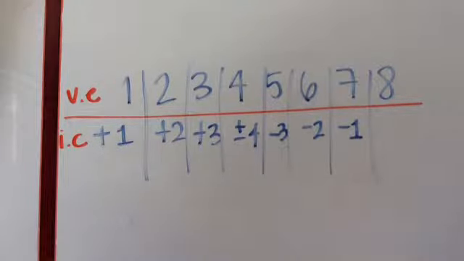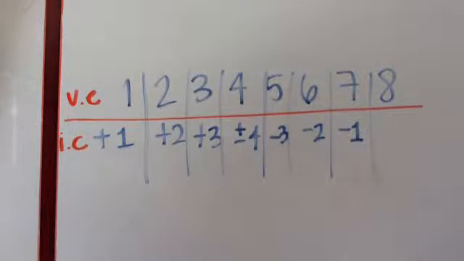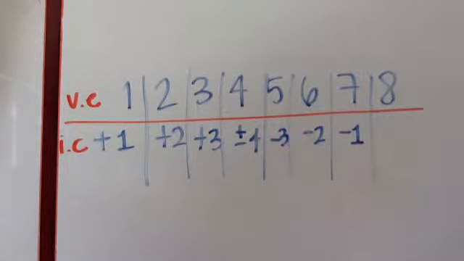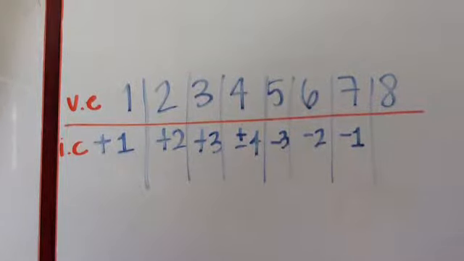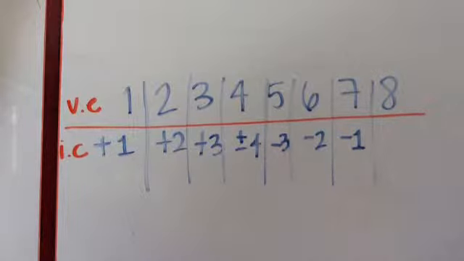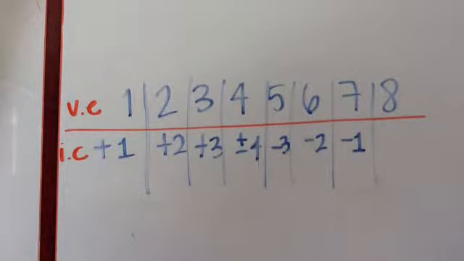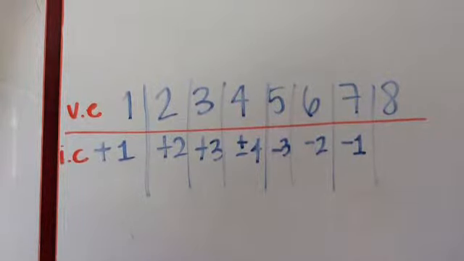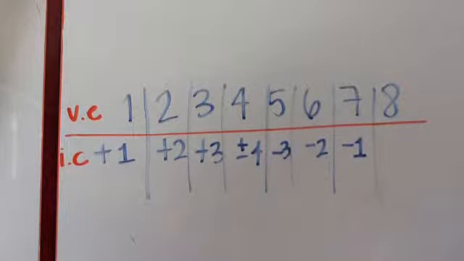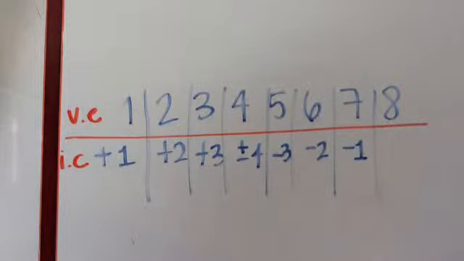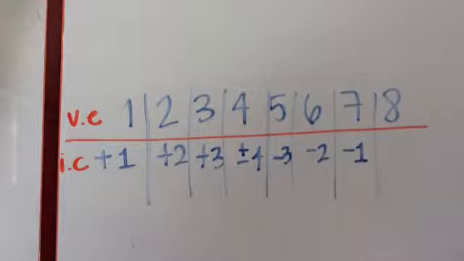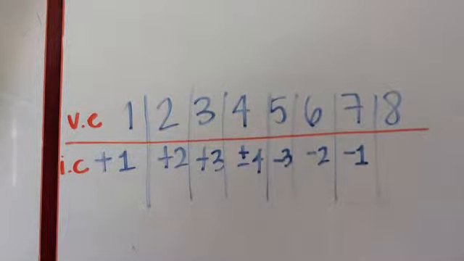Now, for you to know the ionic charge, it depends on how many valence electrons it has. For example, if you have 1 valence electron, you will have +1. 2 valence electrons, +2. 3 valence electrons, +3. 4 valence electrons, plus or minus 4. 5 valence electrons, -3. 6, -2. 7, -1. And 8, 0.